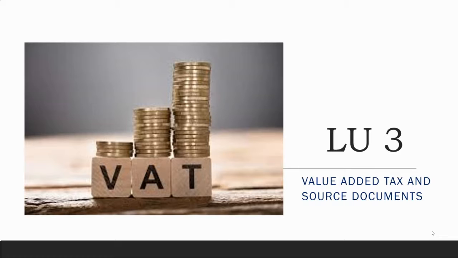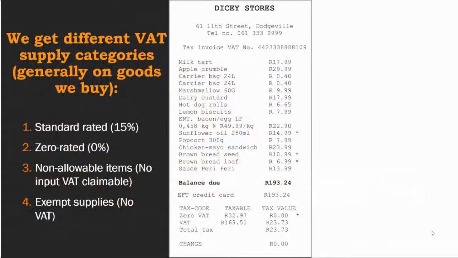Now, the problem with this module is if you do not understand this, when you get to Learning Unit 4, Learning Unit 5, Learning Unit 6, and 7, you will struggle because all those journal entries that you have to do are an integral part of those learning units. And what it means is that you need to understand the basics in order to be able to apply it correctly to your journals. Okay, so let's have a look. I've put a little cash slip on the screen just to show you as well that we get different types of VAT categories.